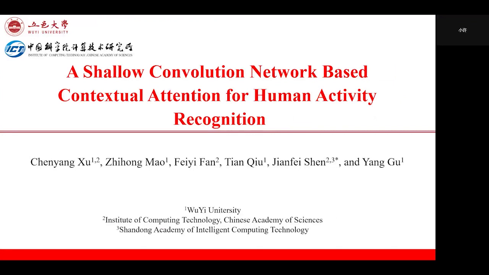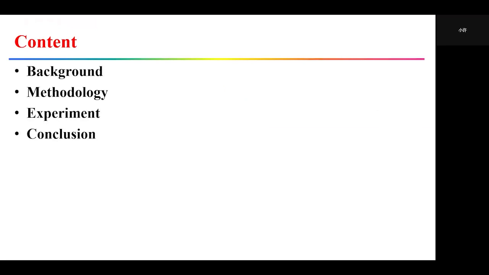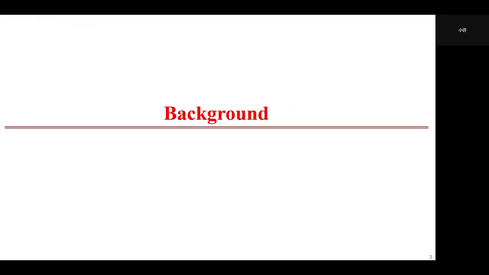Today, I will introduce the paper. The title of my paper is A Shallow Convolution Network-Based Contextual Attention for Human Activity Recognition. My speech consists of the following 4 parts: background, methodology, experiment, and conclusion. In the first part, background.